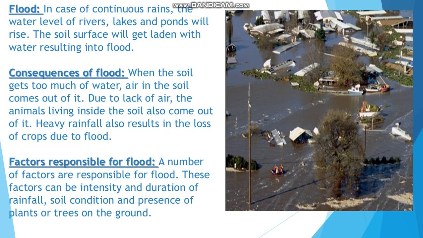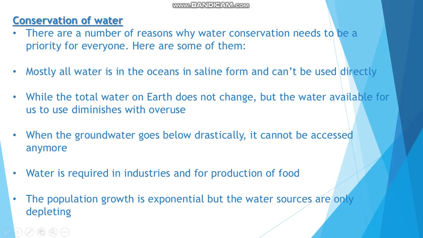Consequences of flood. When the soil gets too much water, the air in the soil comes out of it. Due to the lack of air, the animals living inside the soil also come out. Heavy rainfall also results in the loss of crops due to flood. The factors responsible for flood may be the intensity and duration of rainfall, soil condition, and the presence of plants or trees on the ground.